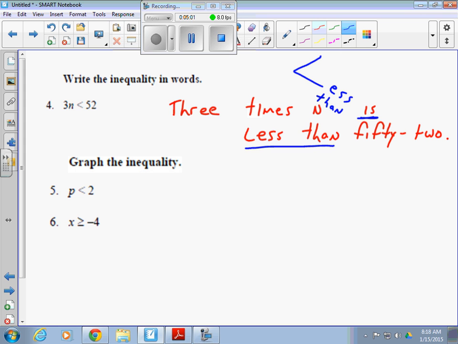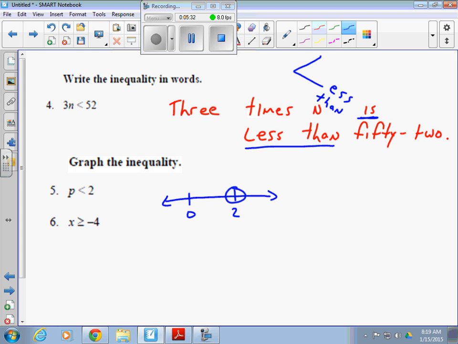Number 5 says graph the inequality p is less than 2. When you're doing a multiple choice test, there'll be a whole bunch of little tick marks and you'll go exactly to the number 2. But when you're sketching these graphs, since it's positive 2, just put 2 numbers and put 2 on the right-hand side of 0, indicating that it's positive and not negative. Less than means we're not going to count the number, so we're not going to fill it in. Leave the bubble open.